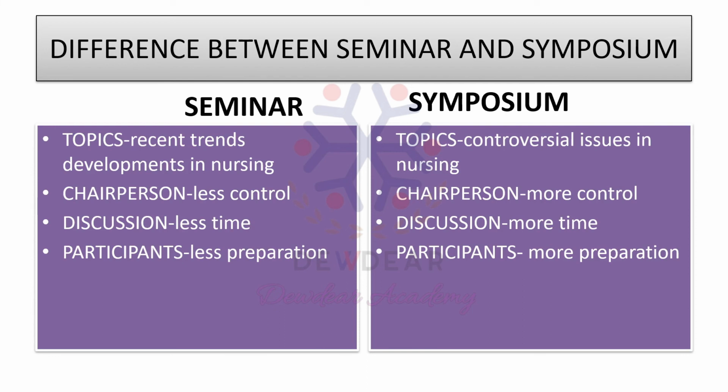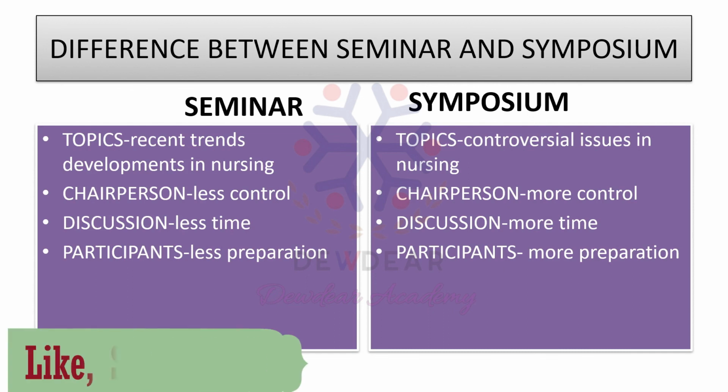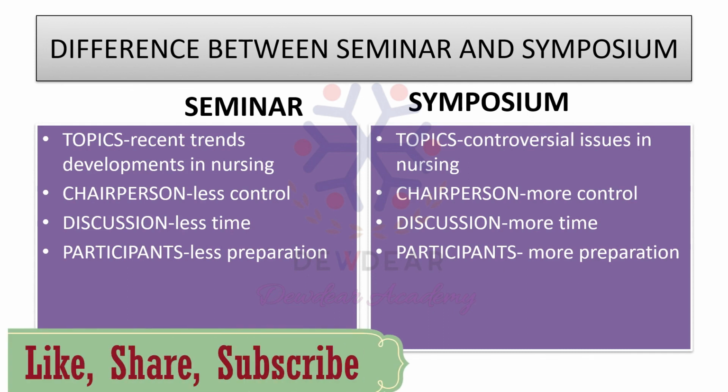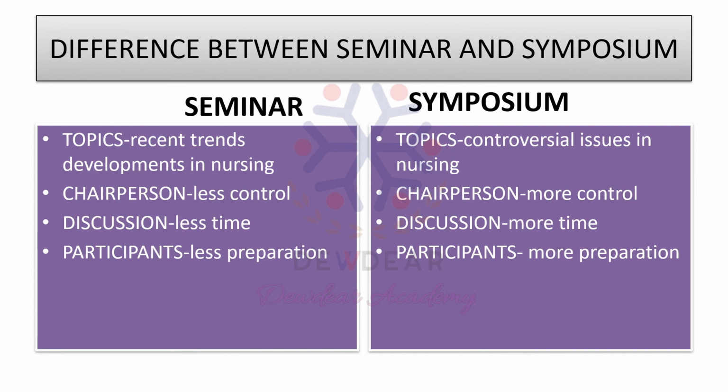Then, the chairperson has less control in seminar, but for the symposium, the chairperson has more control. For the discussion, less time is given for seminar, but for the symposium, more time is given. Regarding the participants, there is less preparation on their part for seminar, but for symposium there is more preparation. So these are the differences between seminar and symposium.